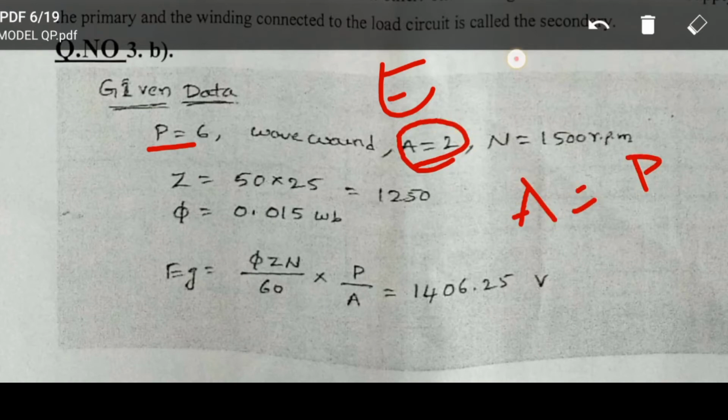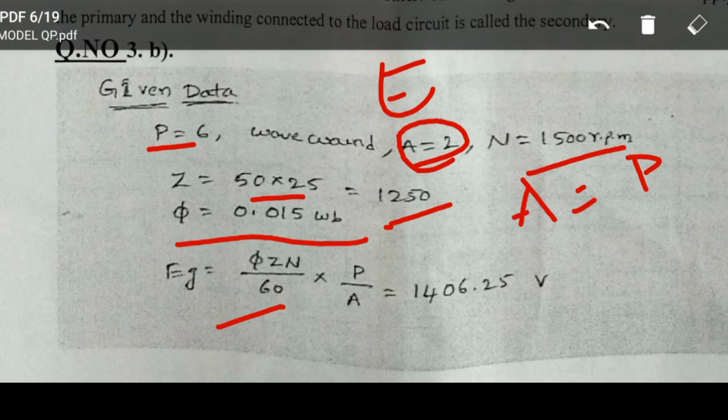So A equal to 2 for wave winding. Speed is given as 1500 rpm. The armature has conductors in the slots. Total conductors: 50 slots, each slot having 25 conductors, that is 1250. Flux per pole is given as 0.015 Weber. Finally, substituting all in phi Z N P by 60A, we get 1406.25 volts, that is 1.40 kilovolts. Kilovolts or volts simply, that is the answer.